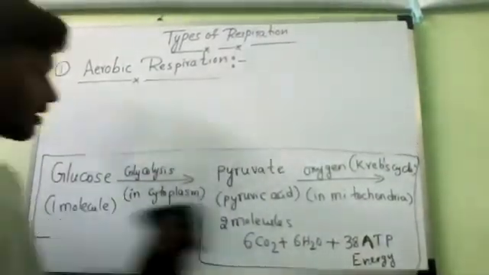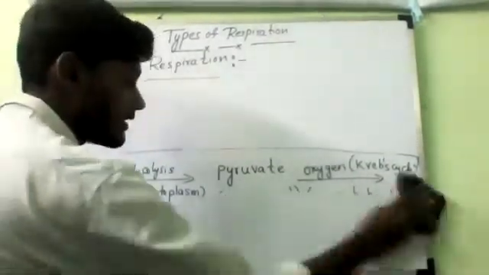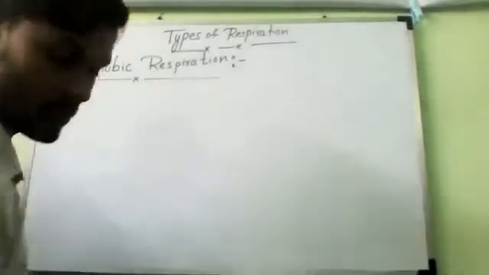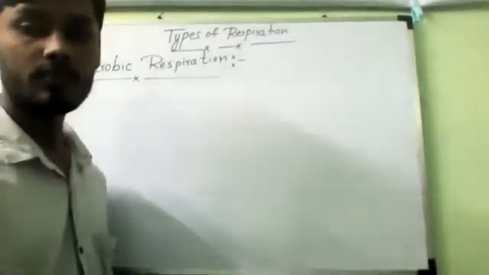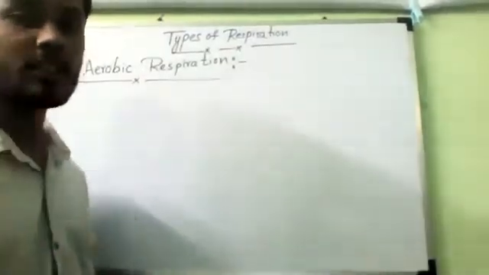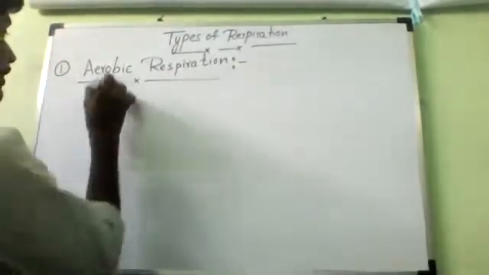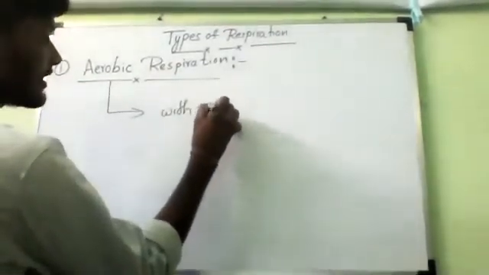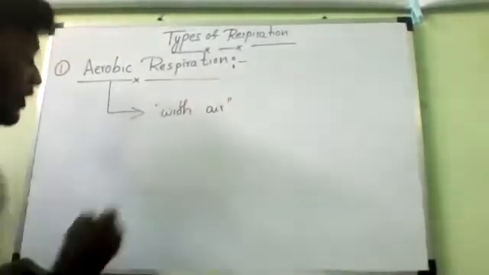Now, if you observe this process, as we know, this aerobic respiration takes place in the presence of oxygen. That is why it is called aerobic respiration. What is the meaning of aerobic? With air. So aerobic means with air. That is the meaning of aerobic.